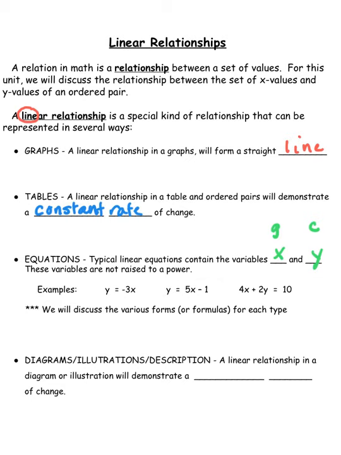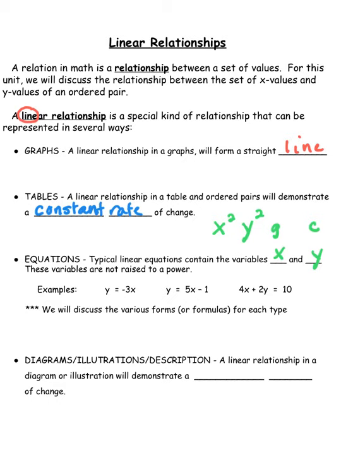The next important point, particularly for a linear relationship, is these variables are not raised to a power, meaning I will not see x squared and I will not see y squared. So I will not see x squared in my equation and I will not see y squared in my equation.